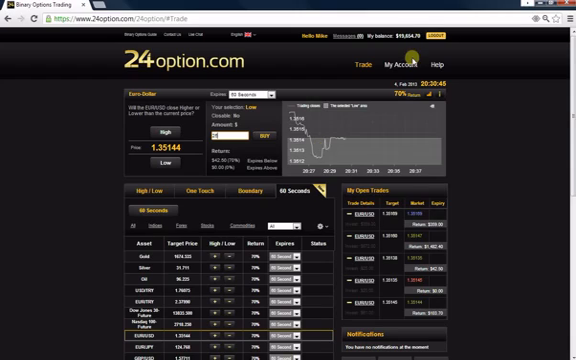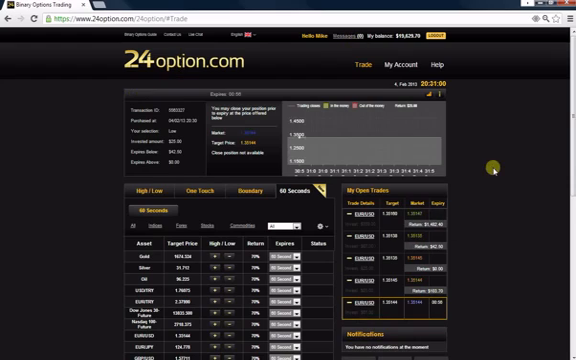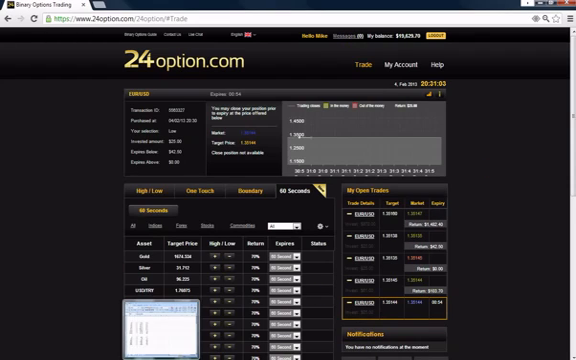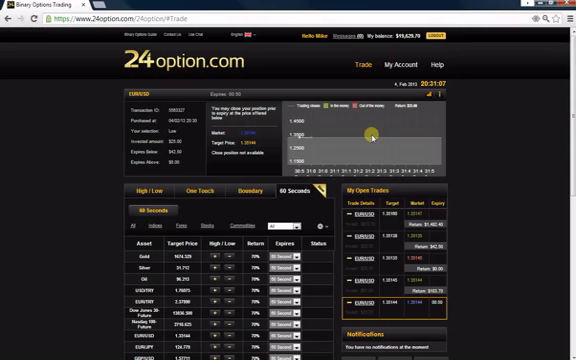Here again, our balance $19,654. Okay, we're gonna go back to our $25 investment. Now I'm gonna do one more round of this. If we win this one, I'm gonna switch up the strategy a little bit for you guys, just so you can see what you can do with 24 options using this trading strategy by upping the ante a little bit.